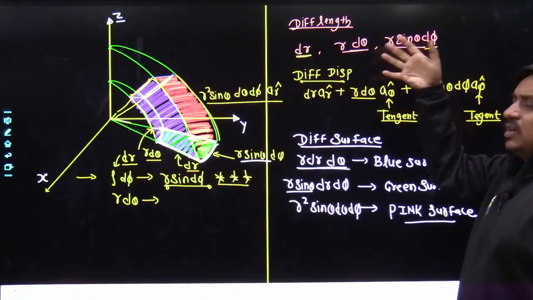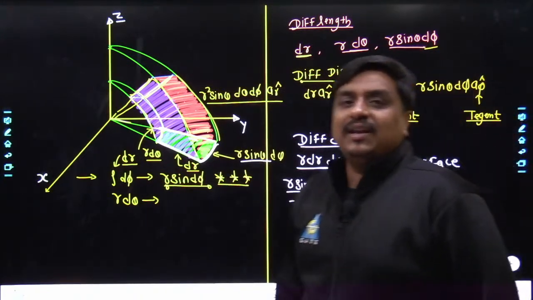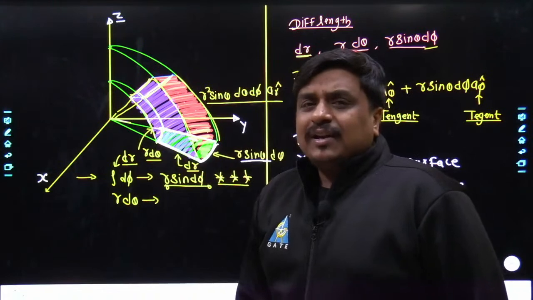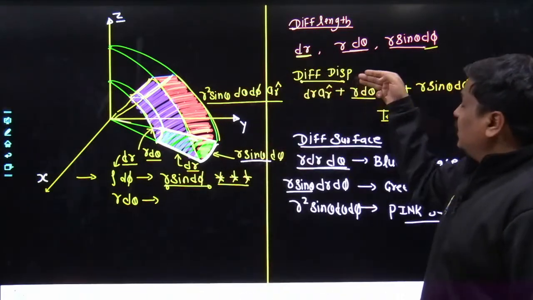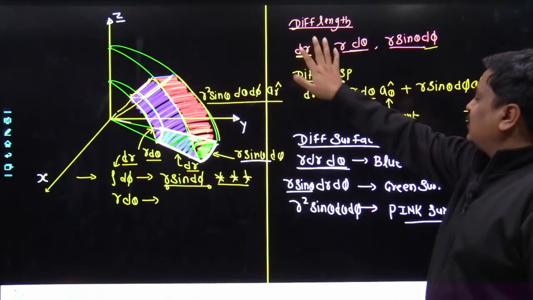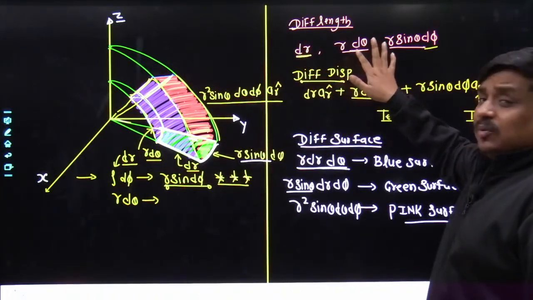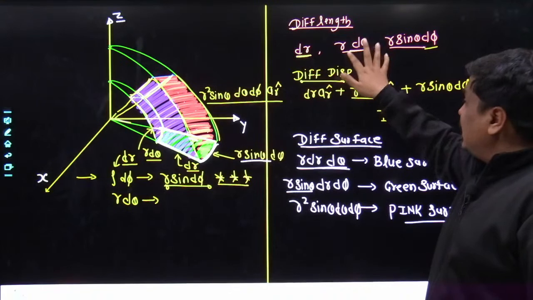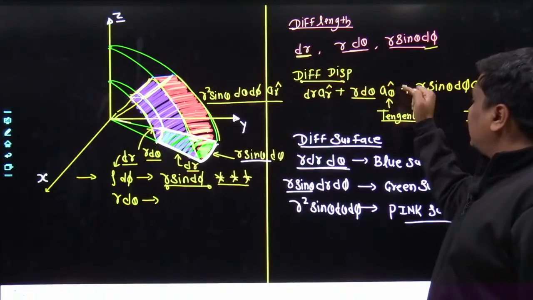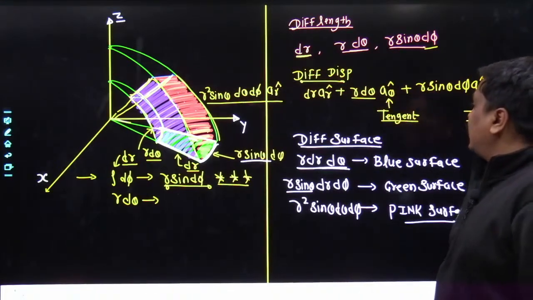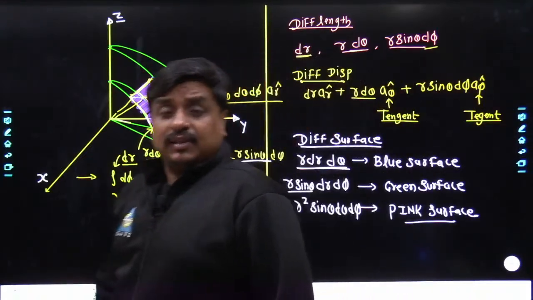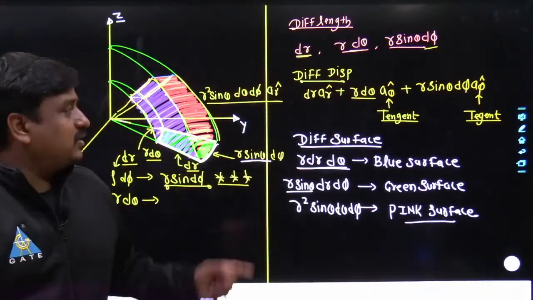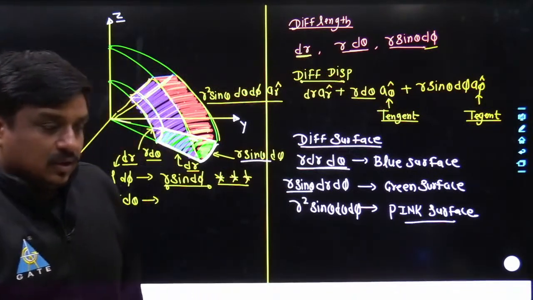We got to know about the differential length, but more or less whenever we deal with the vector line integration, basically we deal with the differential displacement. So the dr was in the direction of the a r cap, r d theta was a differential contour, and the tangent over the r d theta was a theta cap, and hence it was written as r d theta a theta cap, and similarly goes with the r sin theta d phi, and the tangent over this differential length is nothing but the a phi cap.